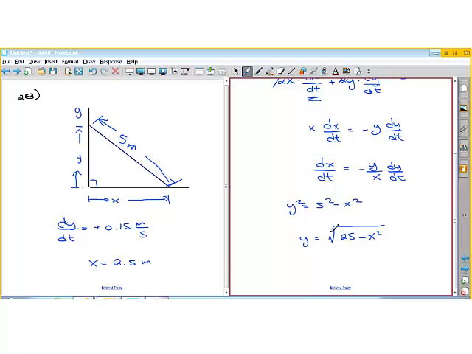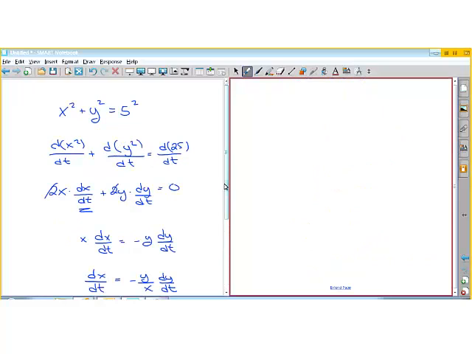So square root of 25 minus 2.5 squared. So we'll pick y when x equals 2.5, and I get 4.33, and the units are meters. So meters, okay. So now we do have everything. So all we have to do is just plug it into the equation.